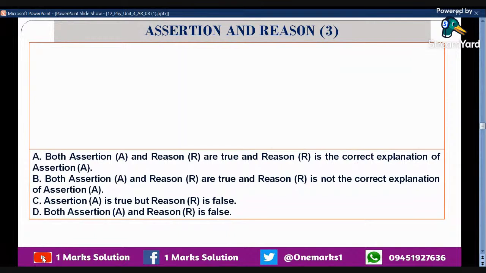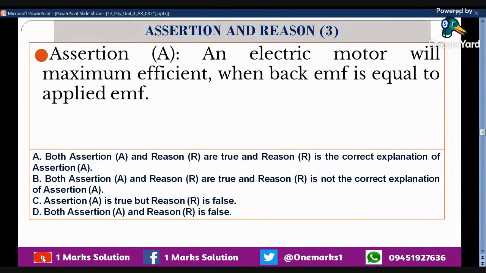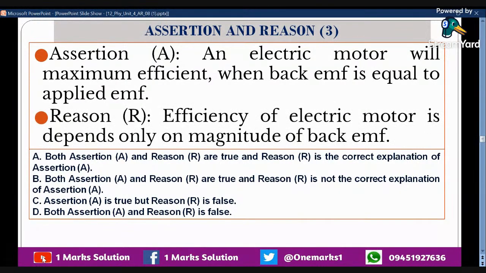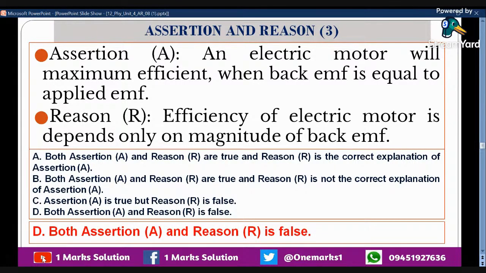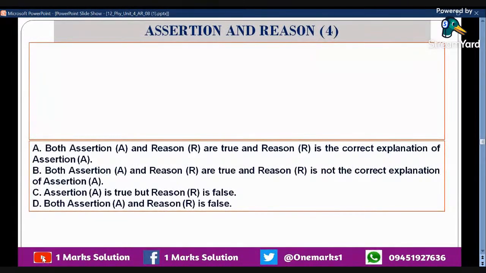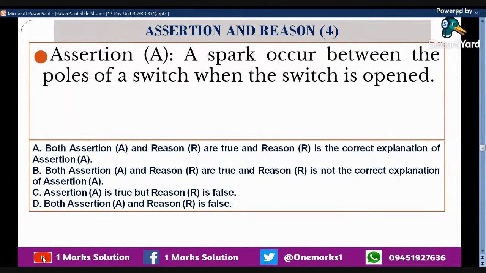We can say the third one. What is the third one? An electric motor will be maximum efficient when back EMF is equal to the applied EMF. Same sentence we have discussed. The reason: efficiency of the electric motor depends only on the magnitude of back EMF. Here both assertion and reason are false. Now let us move on to the fourth one. The assertion: a spark occurs between the poles of a switch.